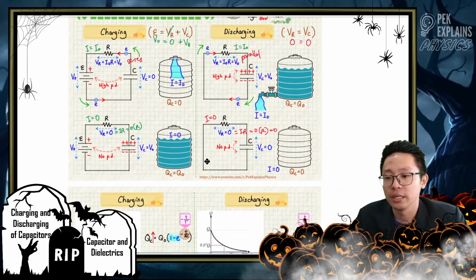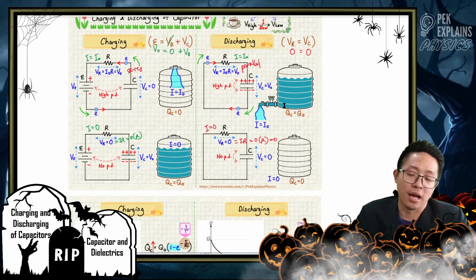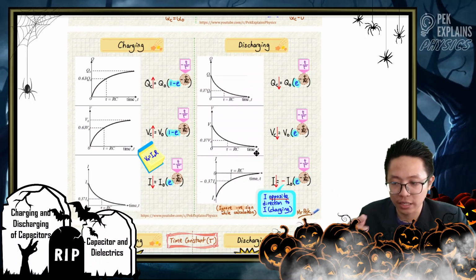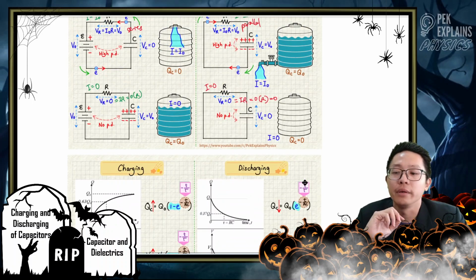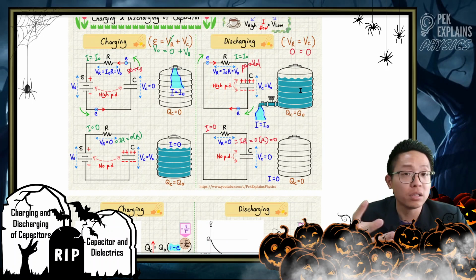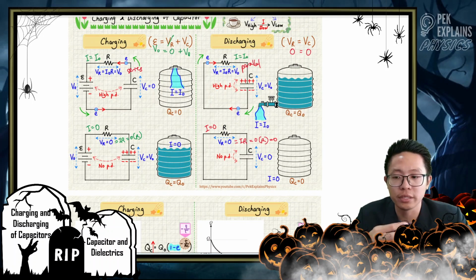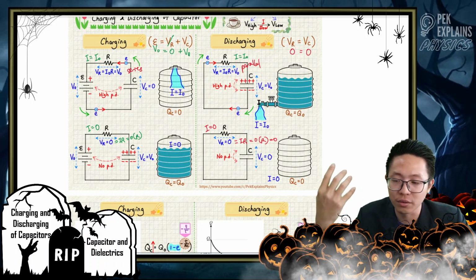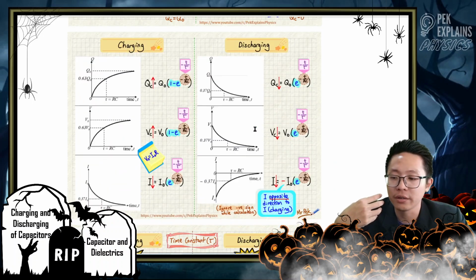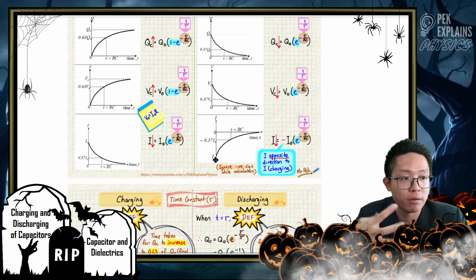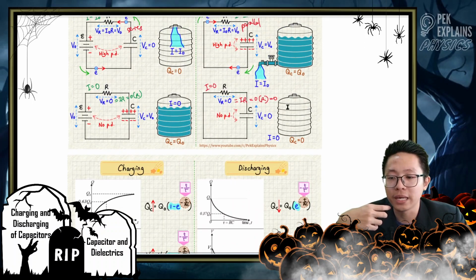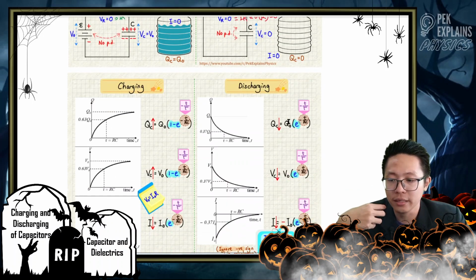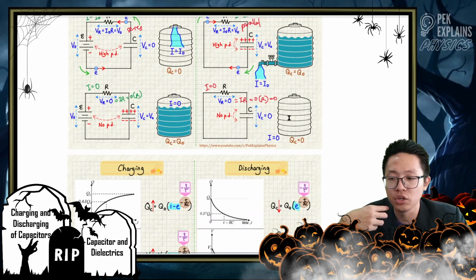That's important. Now for the discharging process, we know that the charge and voltage decrease, and the current also decreases. Why does the current decrease? Because initially there is a lot of water, so a lot of water flows out and the current is maximum. But when it becomes an empty tank, no more water flows out.